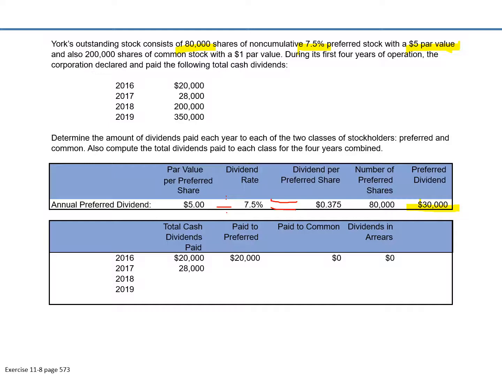Okay. In 2017, we paid $28,000 dividends. All 28 again is going to go to the preferred stockholders. We're going to pay 0 to common. And we don't have any dividends in arrears because that's non-cumulative. In 2018, we paid $200,000. So we're going to pay $30,000 to our preferred stockholders, and we're going to pay $170,000 to our common.